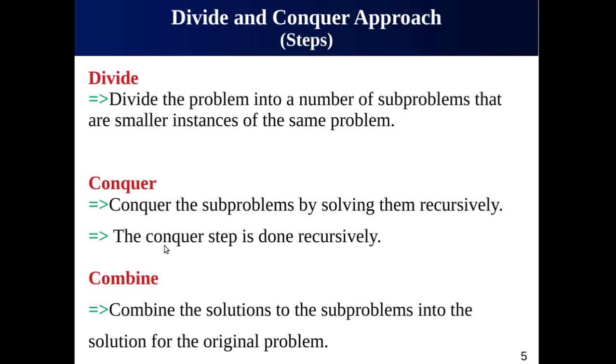After solving the subproblems, you have to combine the solutions to the subproblems into the solution for the original problem. That is the third step of the divide and conquer approach. Or you can say that in this step, we combine the results of the simpler versions. Remember, in the divide step, we divided the problem into subproblems, while in the combine step, we combine the results of the simpler versions to form the final solution.